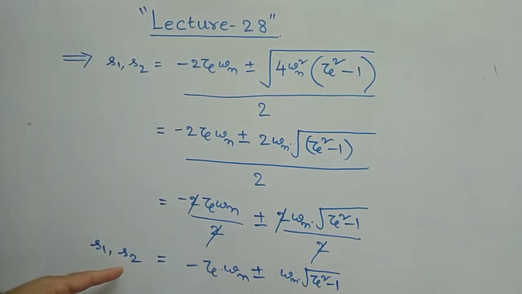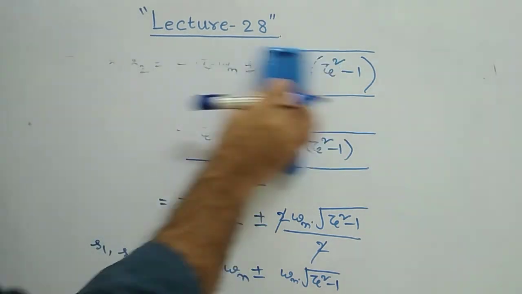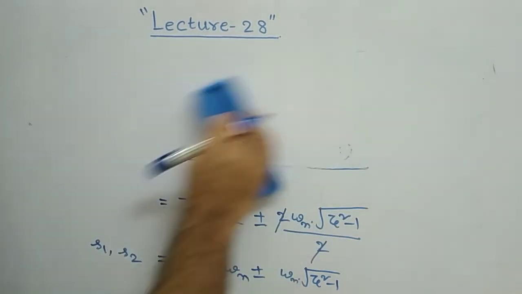S1 comma S2. So what is S1? Almost all we finished that. So what is your S1? S1 is nothing but, consider plus one time, meaning minus zeta omega n plus omega n into square root of zeta square minus 1. If you consider plus, then you can call it S1. Then for S2, consider the minus. Okay, I will write here for your better understanding.